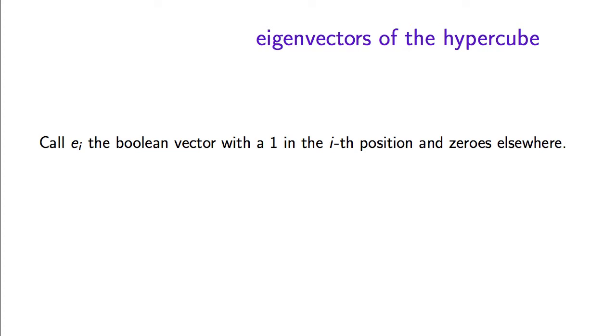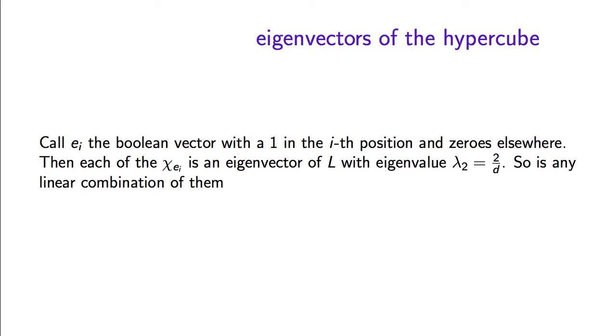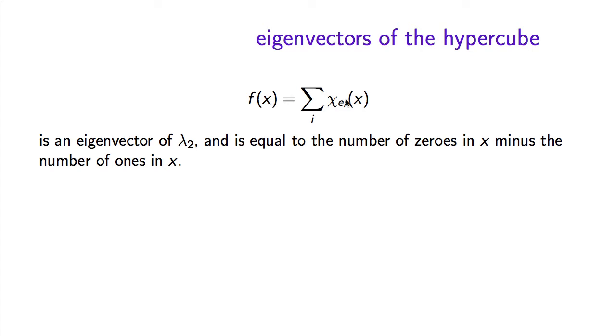Now, what are the eigenvectors of lambda 2 in the hypercube? Because we said that lambda 2 in the hypercube had high multiplicity, multiplicity d. So if we call e_i the Boolean vector that has 1 in the ith position and zeros everywhere else, then each of the characters chi_{e_i} is an eigenvector of the eigenvalue lambda 2 equal to 2 over d. So also any linear combination of those vectors is an eigenvector of lambda 2. Now let's look at their sum. This is still an eigenvector of lambda 2.